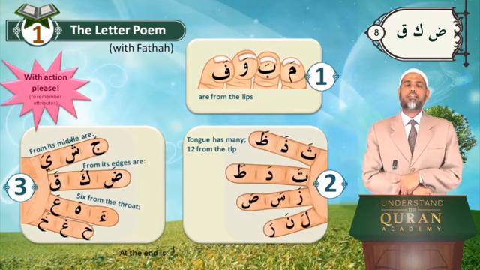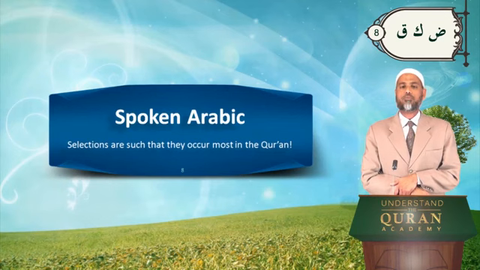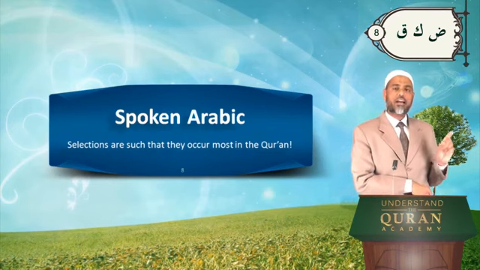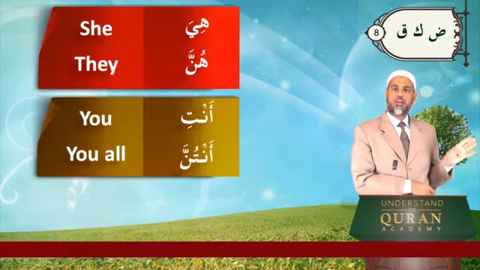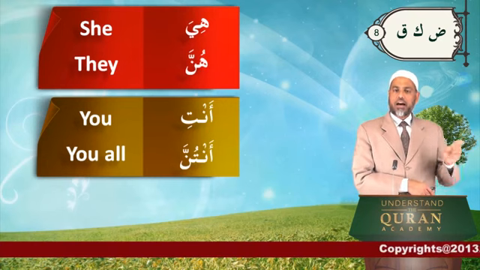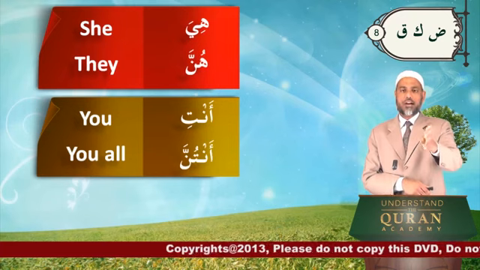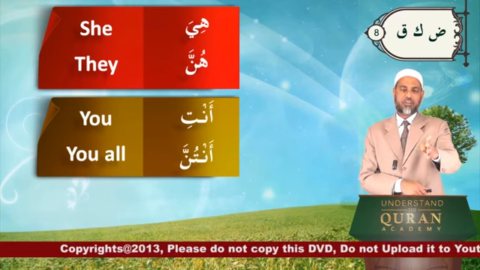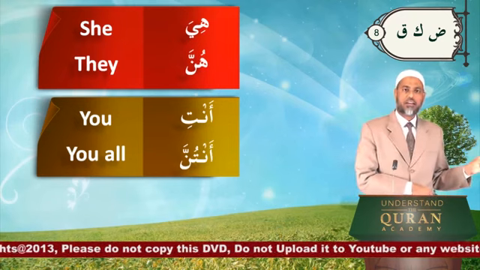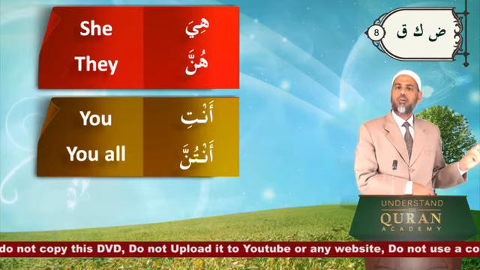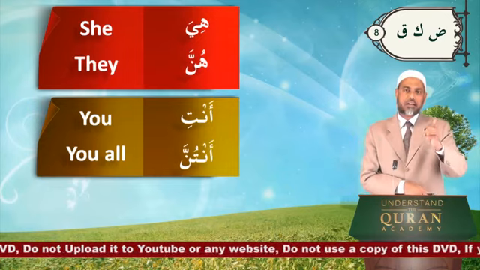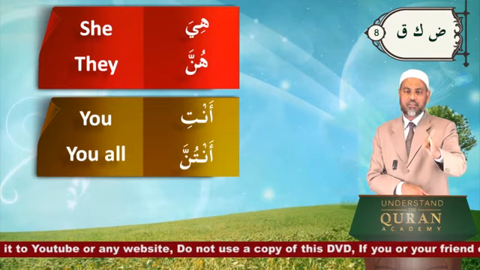Before we close, let's take some words from spoken Arabic. You have learned hiya means she, hunna means they. Anti means you, for sister. Antunna, you all, for sisters. Okay? So, hiya, hunna, can you repeat after me? Hiya, hunna, hiya, hunna. Anti, antunna, anti, antunna.